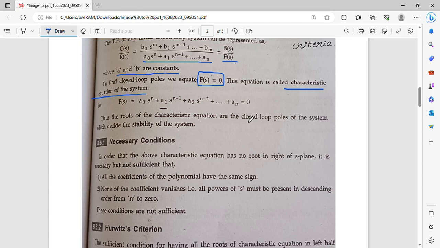So I'm showcasing this particular PDF to you because whatever content is present in the PDF is all for your exams, right?